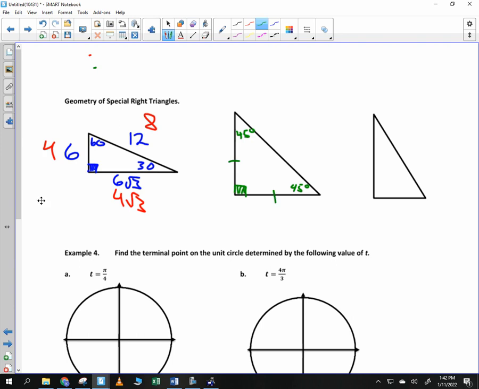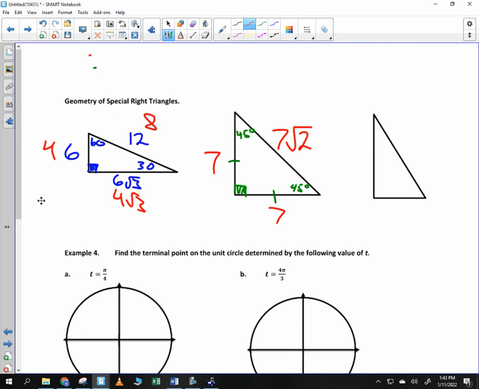What's true about a 45, 45, 90? 2 sides are the same, right? It's called an isosceles right triangle. Well, that means that if this side here was, say, 7, then what would this side be? 7, right? How about the hypotenuse? 7 roots of 2. For a 45, 45, 90, we use the root of 2.